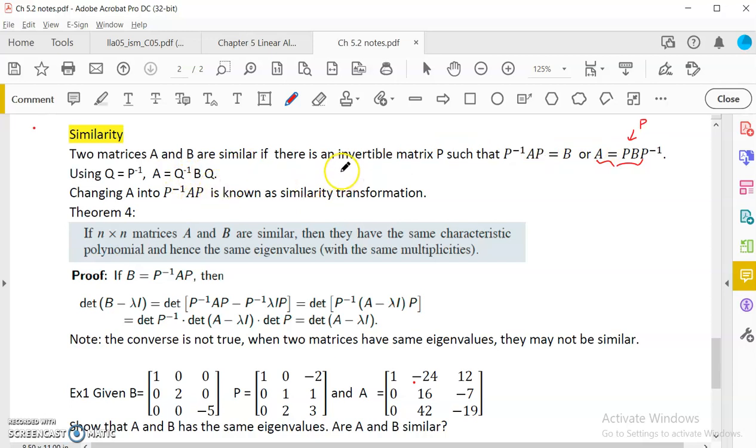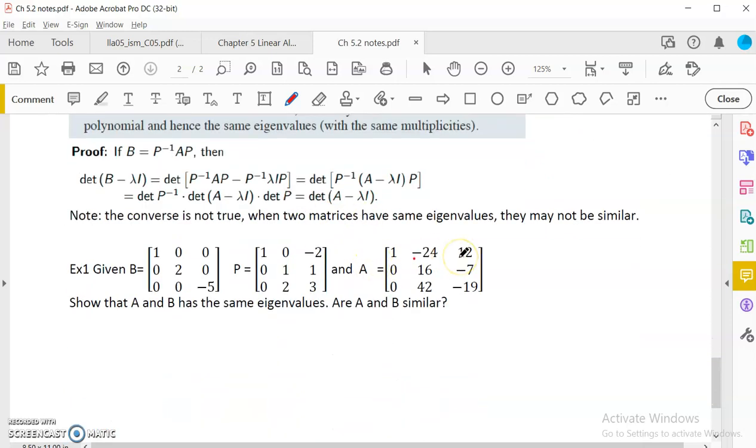Then we can say A and B are similar. So if A and B are related in such a way that A is equal to P times B times P inverse, then A and B are similar. And it can be proved, and I'm going to prove it here, that if A and B are similar, such that this P exists and you can find it, then they actually have the same eigenvalues.